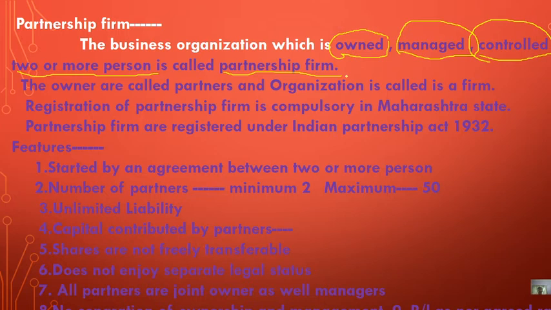Next, all partners are joint owners as well as managers. Each and every partner in the business firm is an owner of the firm, as well as they manage the firm as per their mutual understanding and the guidelines decided at the time of framing the partnership firm. Next feature, no separation of ownership and management.